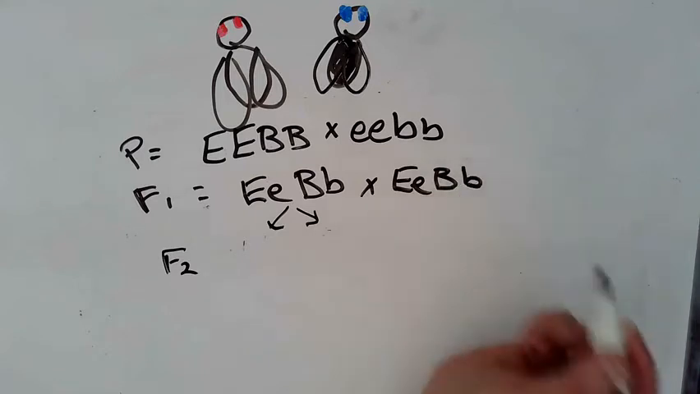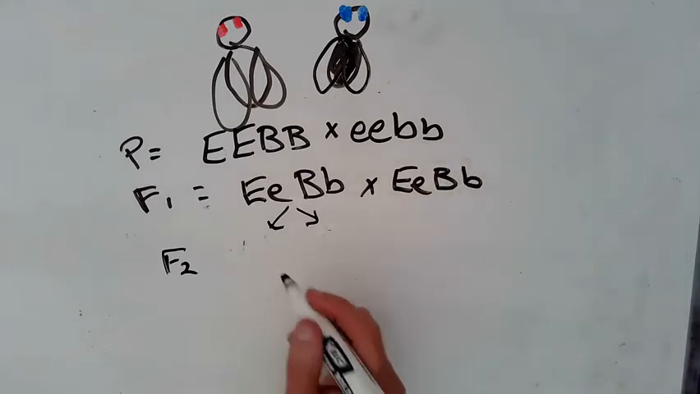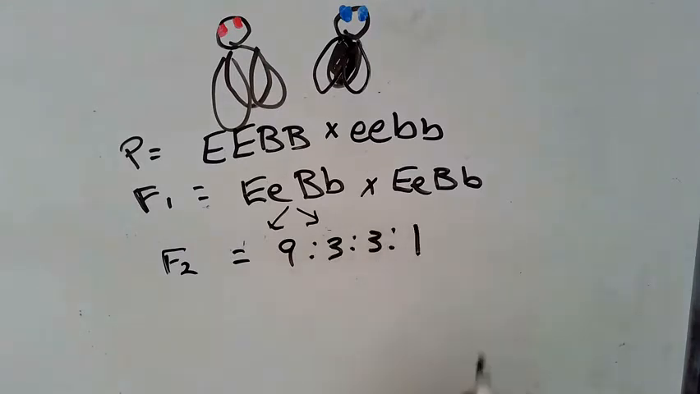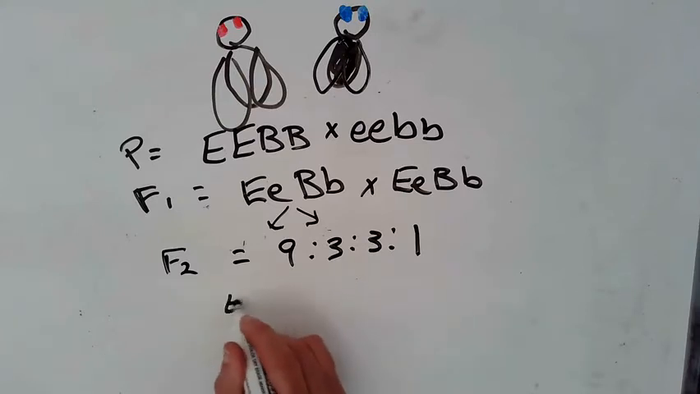assume independent assortment. And you would cross those and assume then that you would get the 9:3:3:1 in phenotype. So 9/16 of your offspring should look wild, 3/16 should look wild eye ebony body, 3/16 should be sepia eye wild body, and then the 1/16 you might expect to be the recessive sepia and ebony.